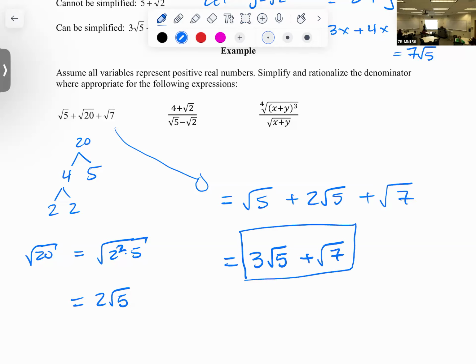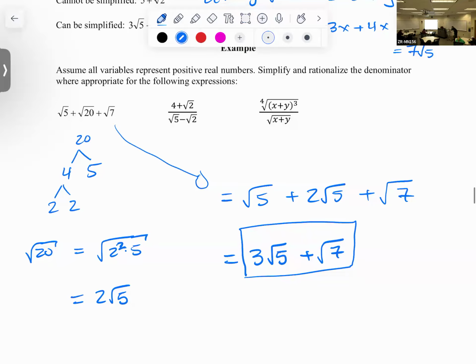No. These are basically unlike terms. That's why I was doing the let them be a variable. It's just a variable that we can do stuff with.